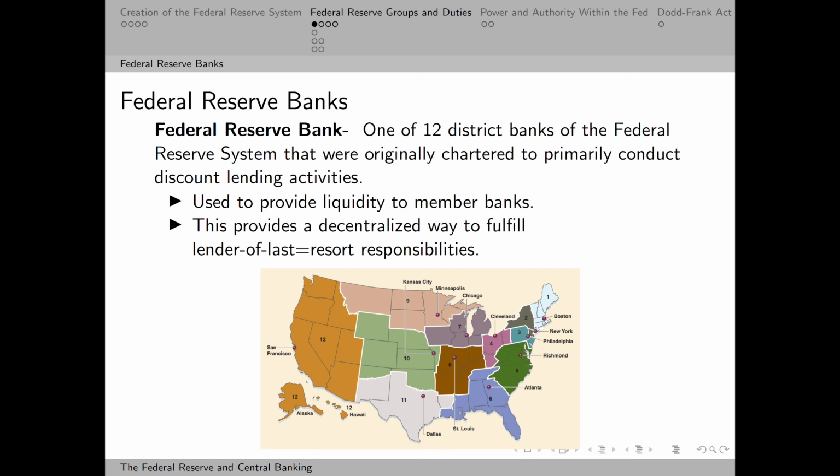First, the Federal Reserve Bank system is comprised of 12 different banks that together make up the Federal Reserve System, and they were originally chartered to primarily conduct discount lending activities. And so they used to be the ones to provide liquidity to member banks, and in doing so, provide a decentralized way to fulfill the lender of last resort responsibilities.